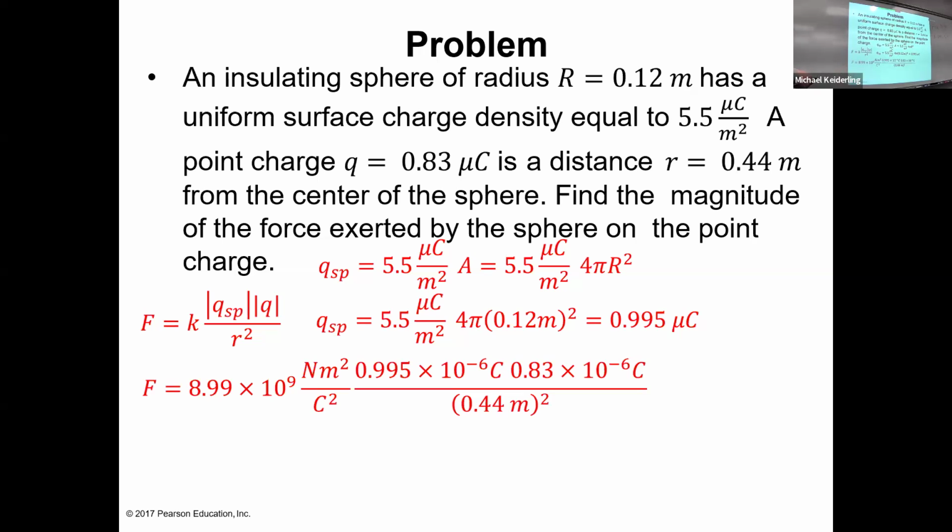8.99 times 10 to the 9 Newton meters squared per coulomb squared times the charge of the sphere, 0.995 times 10 to the minus 6 coulombs, times the charge of the point particle, 0.83 times 10 to the minus 6 coulombs, divided by the radius squared, 0.44 meters, quantity squared. And that comes out to 0.038 newtons. And that would be repulsive because these are both positive charges.